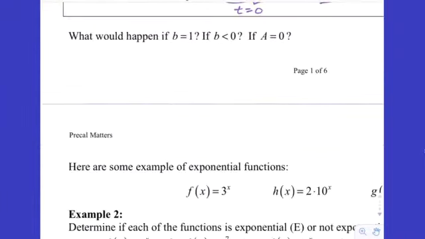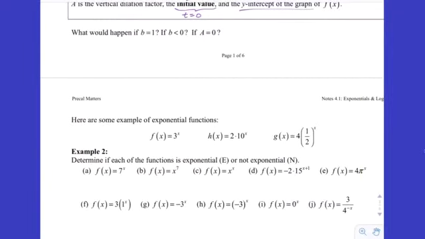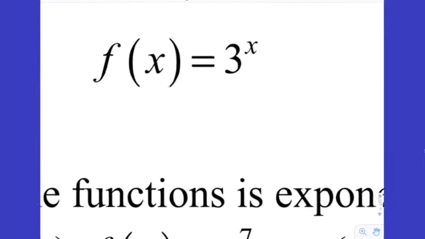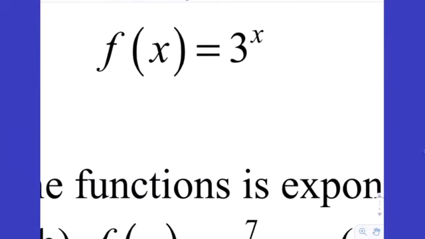All right, we've already talked about what would happen if b was less than 1 or a was 0. Here are some examples of exponential functions. f(x) = 3 to the x power. The base is what?